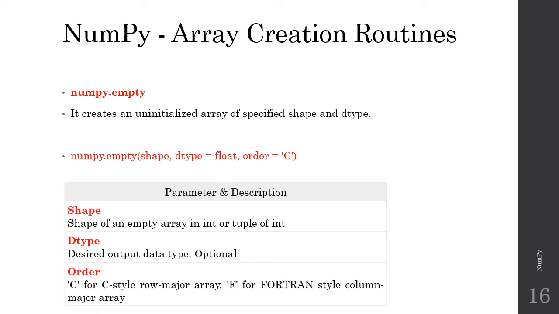The shape parameter specifies the shape of the empty array, as an int or tuple of ints. That is the size of the array, if it is one-dimensional or two-dimensional; in the case of two-dimensional, the number of rows and columns. dtype is the desired output data type. And order can be C for C-style row-major array, F for column-major array.